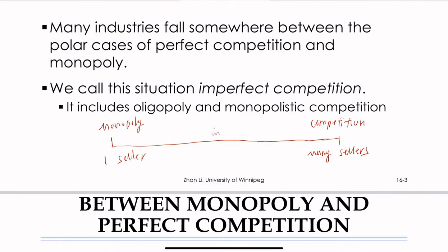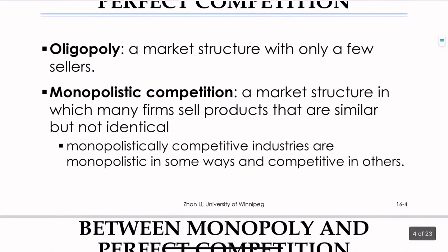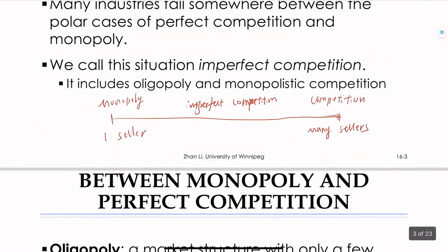And this middle case is called imperfect competition. Imperfect competition means that, obviously, the competition is not perfect, but still, there is some sort of competition. Because for monopoly, essentially, there is zero competition, and for perfect competition, the competition is perfect. So between zero and perfect, we get imperfect.